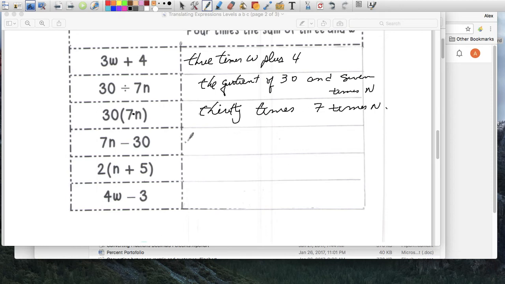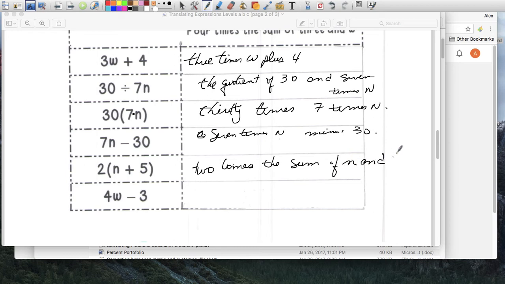Here, 7 times n minus 30. You can write 30 less than the product of 7 and n. That's okay too. Here, make sure we're pretending. So what we want to write here would be 2 times the sum of n plus 5. Sum of n and 5.